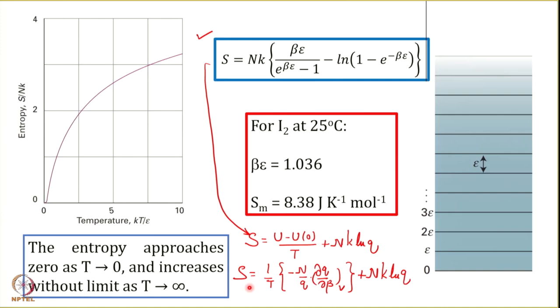So what we discussed in this lecture is that in order to obtain entropy, you need either information on W, the weight of a configuration, or you need information on the molecular partition function. Once we have information on W and Q, we can easily write an expression for the entropy of the system.